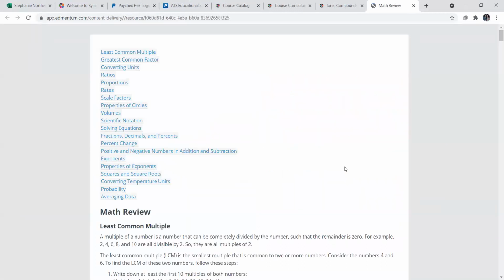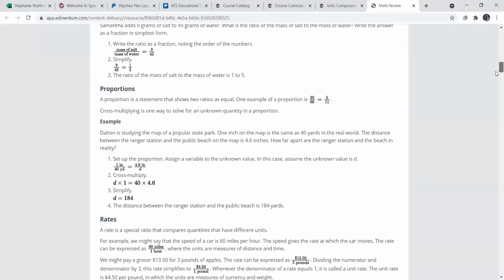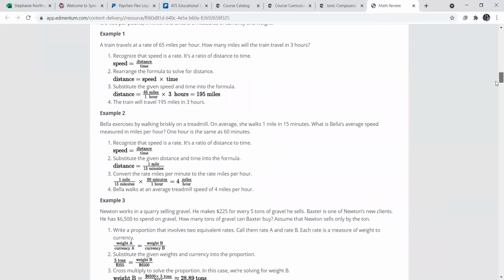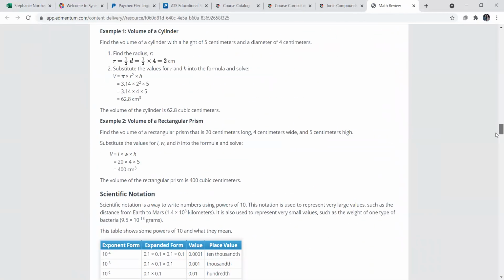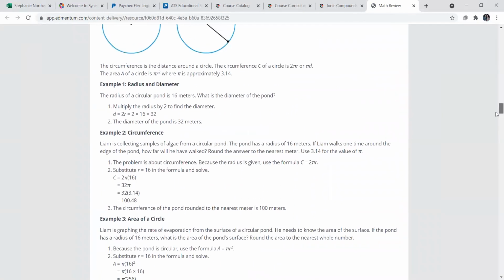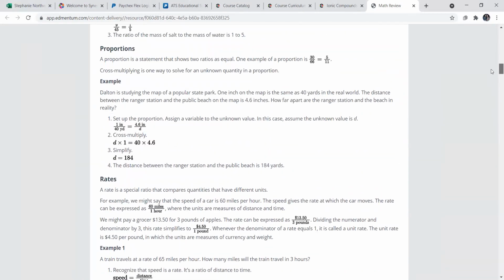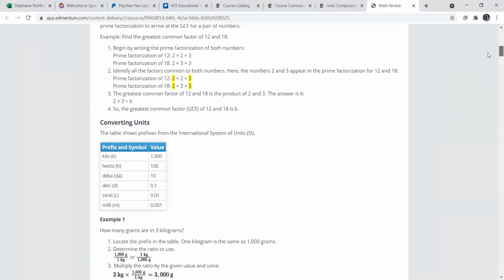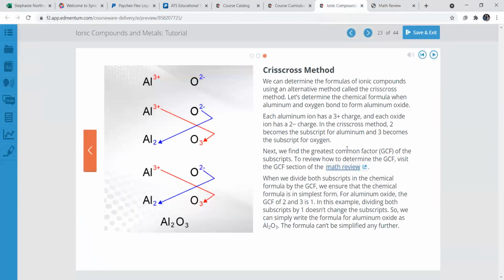You go by greatest common factor. So it will give you a little bit of a review in here on how to calculate greatest common factor and all that stuff. I also have a lot of these in mini lessons on my YouTube channel. If this is too much to read, I just recommend that you go back to the mini lesson and it breaks it down pretty easily for you.